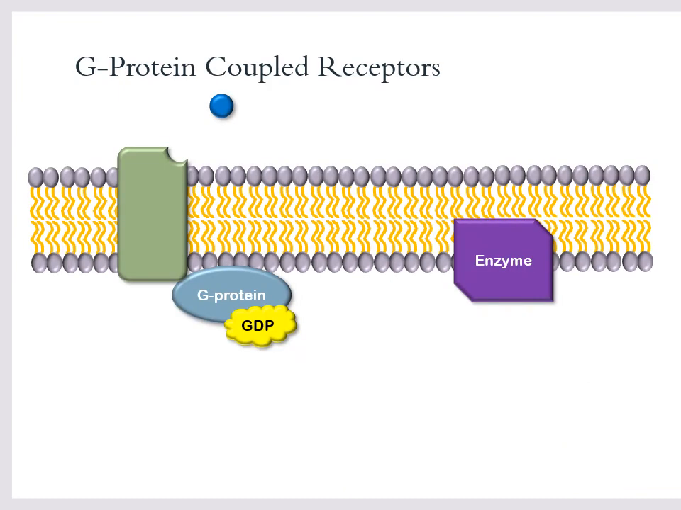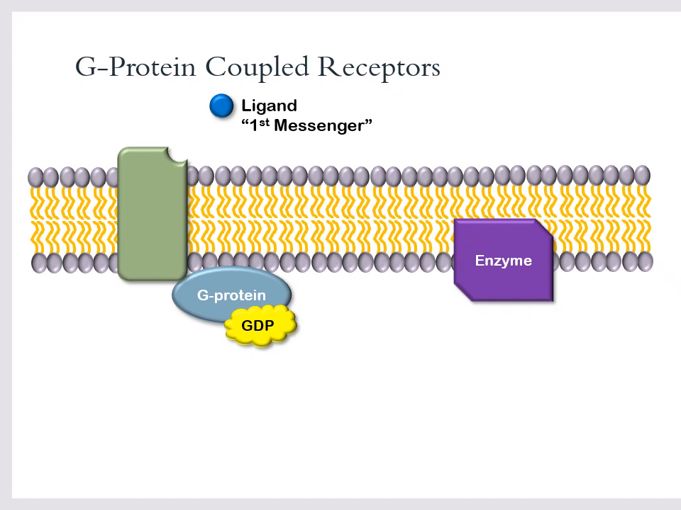A third type of plasma membrane receptors that we're going to look at are the G-protein coupled receptors, or GPCRs. These are the most diverse group in terms of function, but they all work by the same basic principle. As with the other types, it starts with a ligand binding to the receptor, which, as the name suggests, is coupled to a G-protein, so called because it binds to and hydrolyzes GTP.